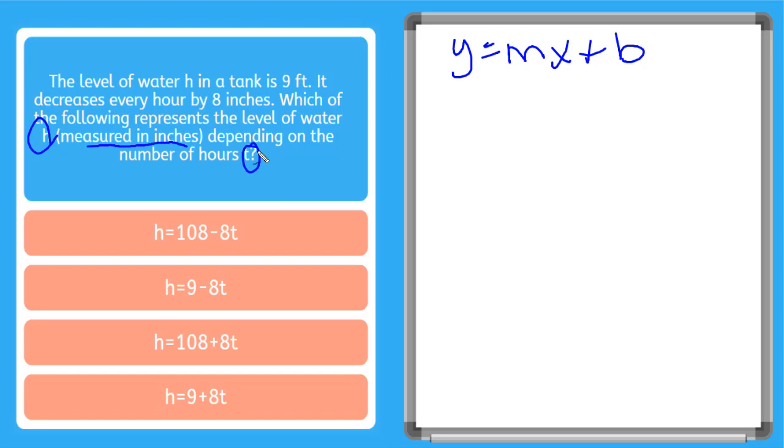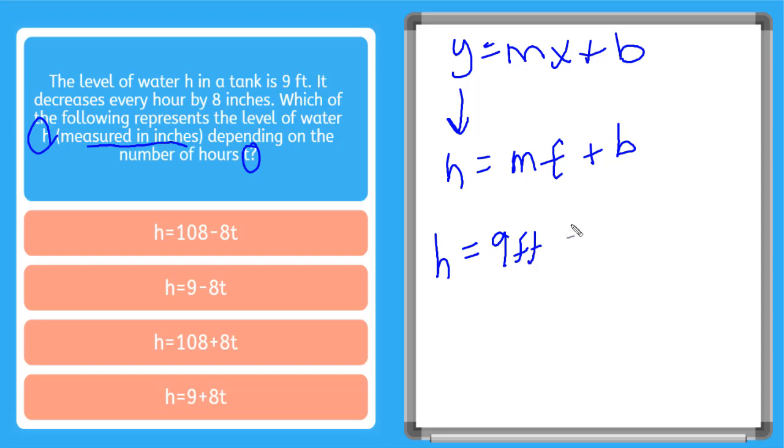So H is the level of water in the tank. That's what we're looking for. So we're going to convert our Y to an H. It is going to be equal to still a rate, but our rate is times the number of hours T plus our starting value B. Okay. So we can say H is equal to, what is our starting value? 9 feet. We'll write 9 feet there.